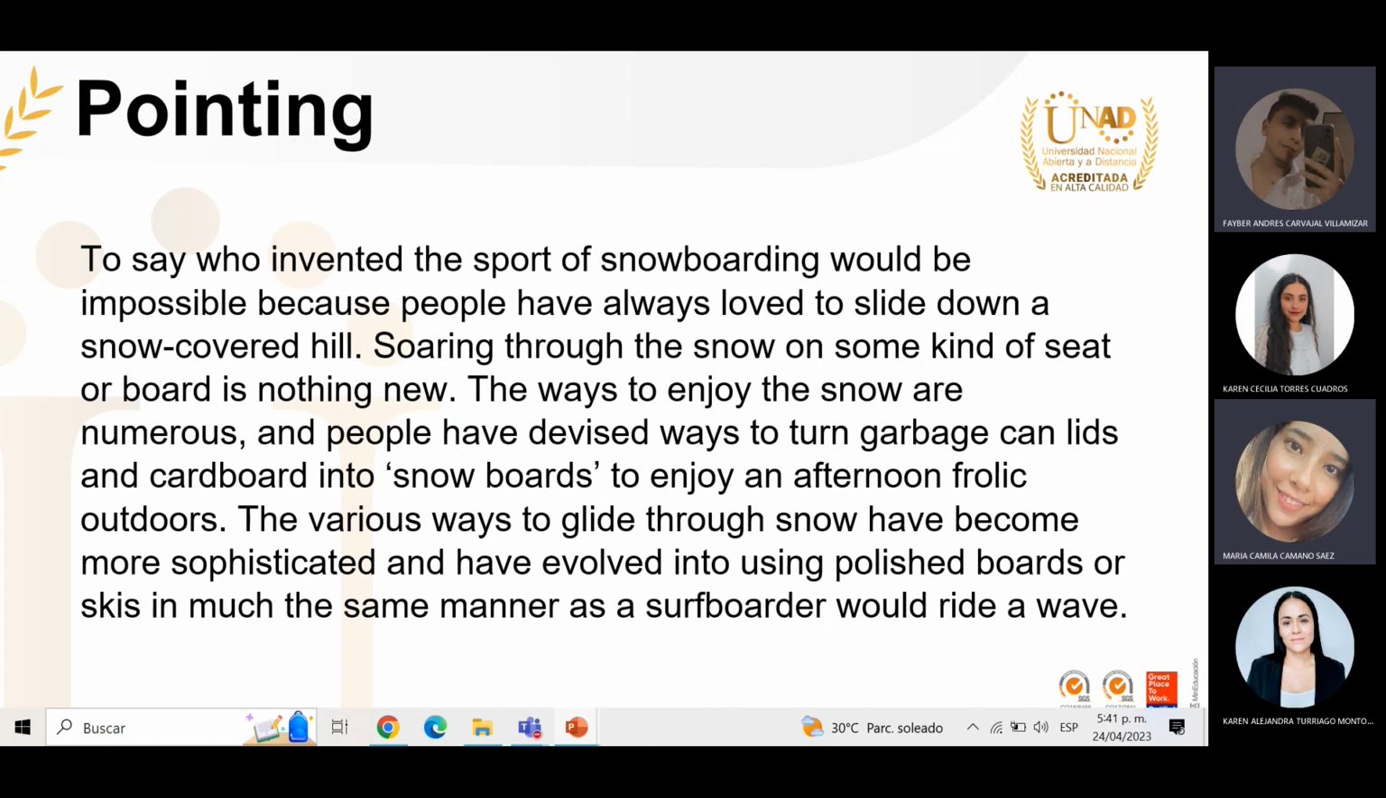Deciding to invent the sport of snowboarding would be impossible because people have always loved to slide down a snow-covered hill. Soaring through the snow on some kind of seat or board is nothing new. The ways to enjoy the snow are numerous, and people have devised ways to turn garbage cans and cardboard into snowboards to enjoy an afternoon frolic outdoors.